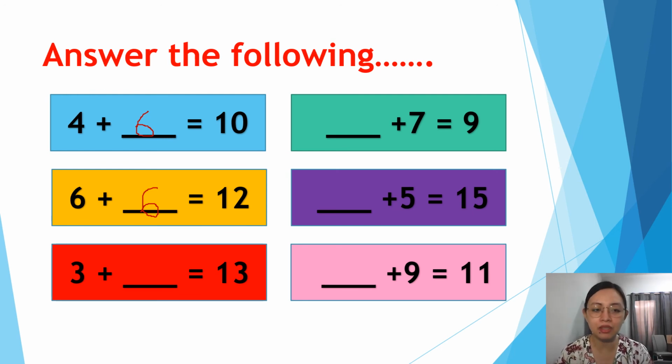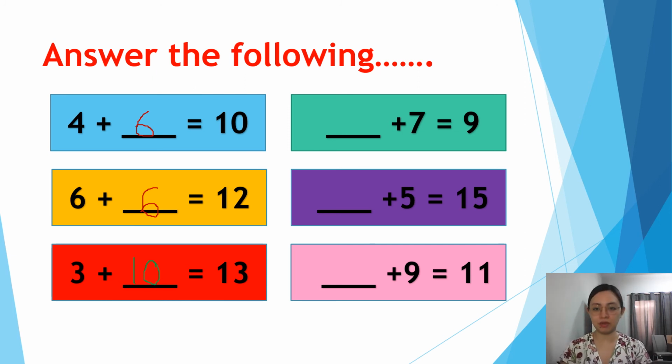How about this one, the third one? 3 plus blank is equal to 13. What number should be added to 3 to get the sum of 13? So 13 minus 3 is equal to, if we have 13 and we have to remove 3, what will be the total or the answer? Okay, the correct answer is 10. Let me just use another color. Okay, so 10. And let's try to add 3 plus 10 is equal to, okay, 10, 11, 12, 13. So if we add 3 to 10 is equal to 13.